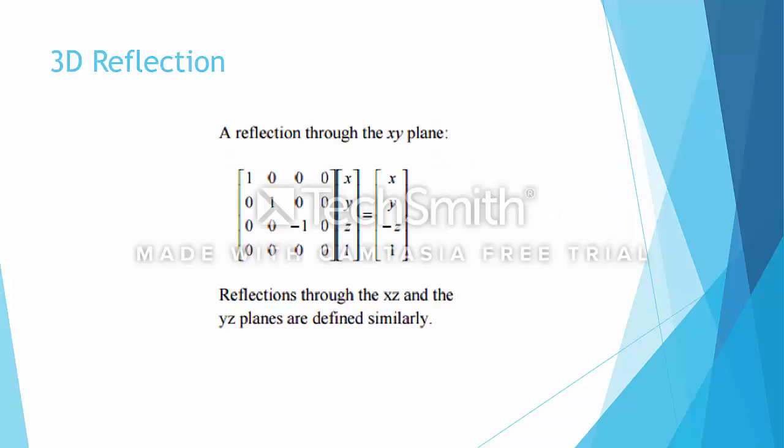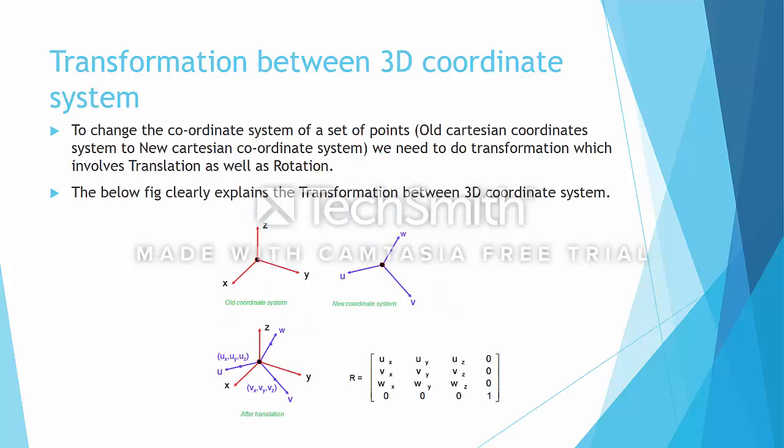3D reflection. A reflection through the xy plane is represented in a standard form of a matrix, which is represented here. Reflection through the xz and the yz planes are defined similarly. Transformation between 3D coordinate systems. The coordinate system has a set of points that go from the old coordinate system to the new coordinate system. We need to do the transformation, which involves translation as well as rotation. The figures for the transformation between the 3D coordinate systems are shown below.